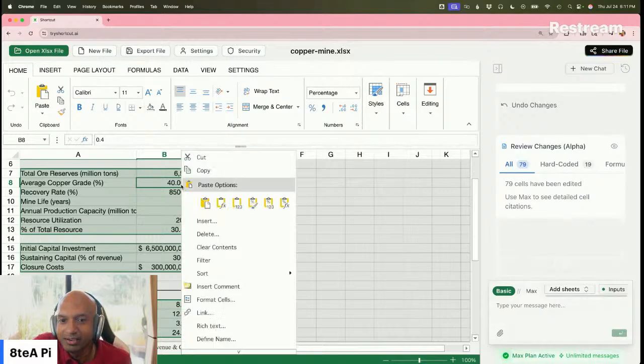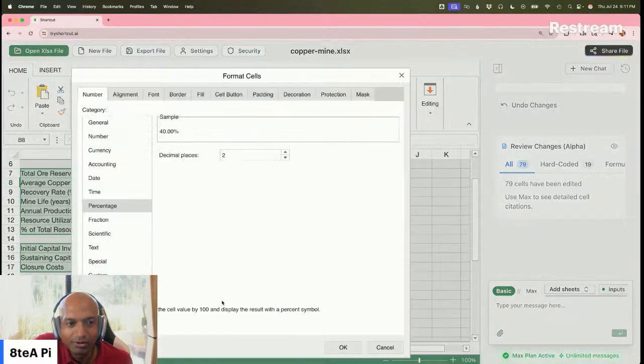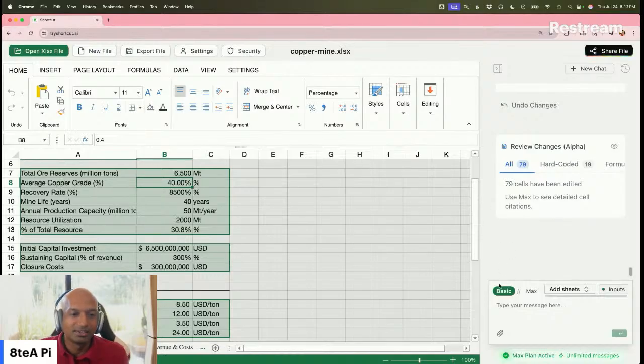Is it a formatting issue? Let's look at format cells. It's formatted 40% with decimals in two places. That's a percentage. It should be 0.41%. So I'm going to ask it, can you tell me the value of the cell in inputs B?